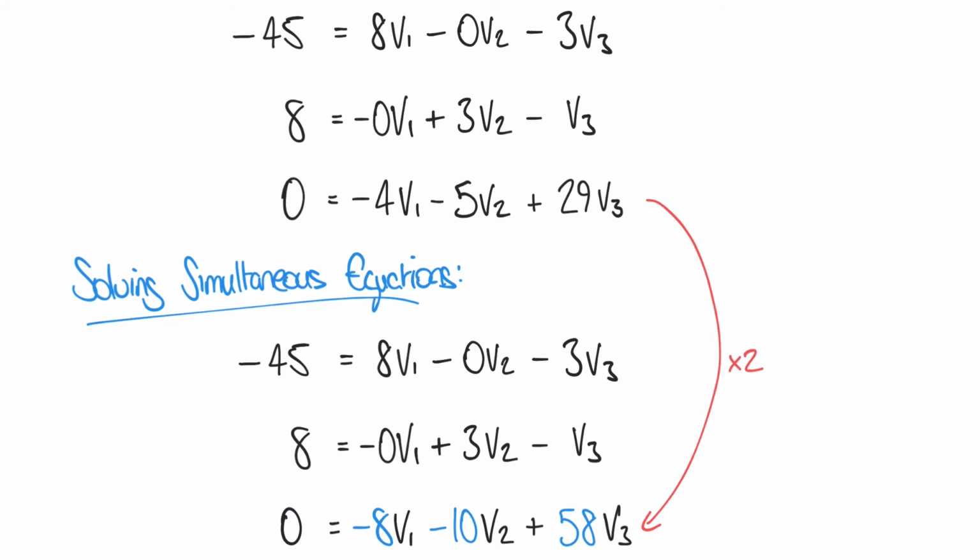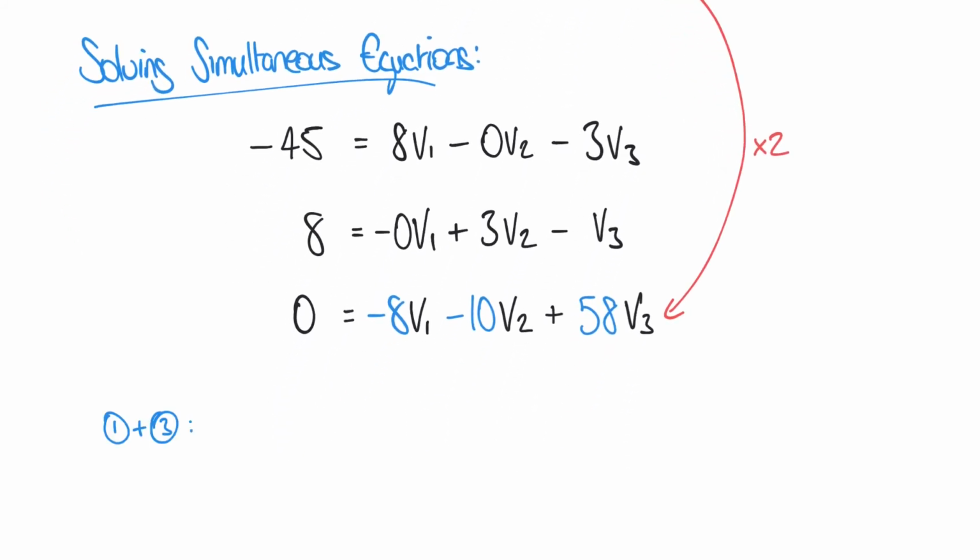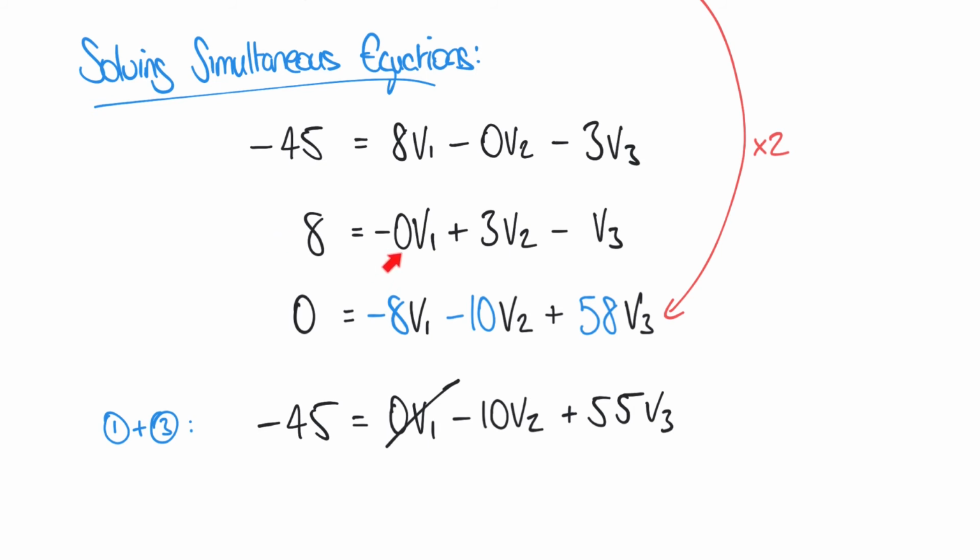And so on the left-hand side, minus 45 plus 0, we end up with minus 45 still. On the right-hand side, these V1 terms are going to cancel. I'm going to end up with 0 V1, as it were, because I've got 8V1 plus minus 8V1. We're going to end up with minus 10V2 and plus 55V3. So we now have an equation with no V1 term. Notice that equation 2 also has no V1 term. I'll just write that below here. So we have these two equations that don't have a V1 term.